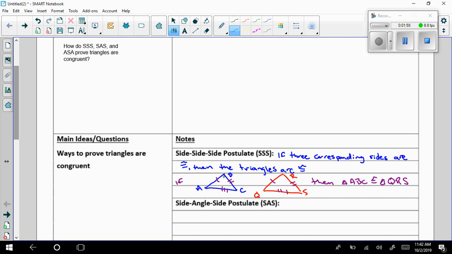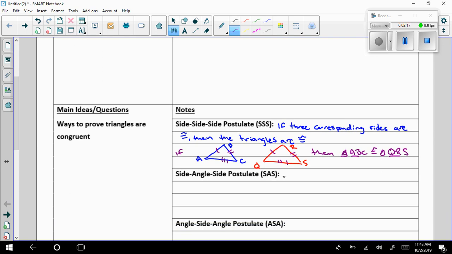Remember, the order of those congruency statements matters. We know that AB is the same as QR, so those should be in the same position in that statement, and that follows through all the way as far as where the letters go. So making sure those are in the right order will matter, especially if these are rotated in any way.